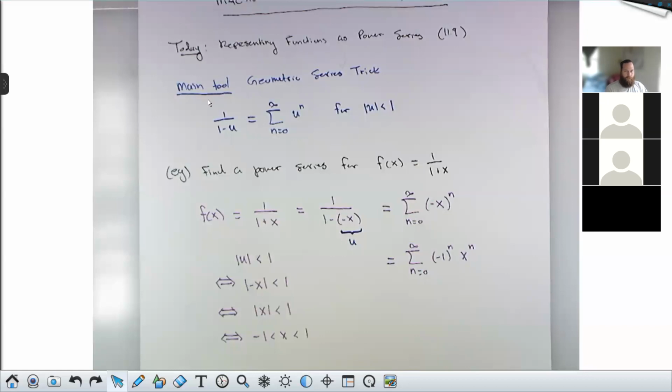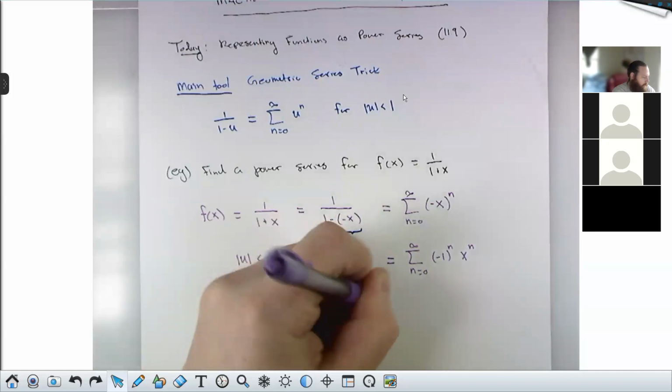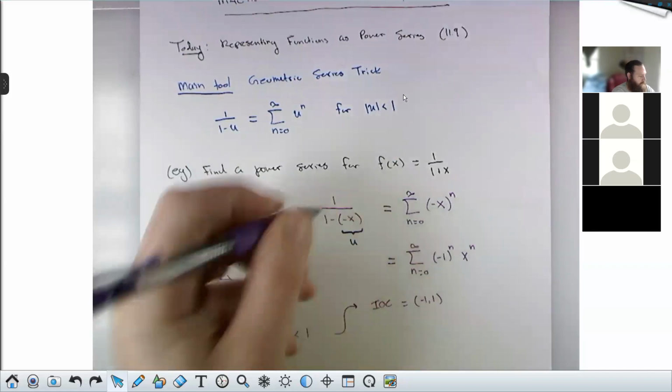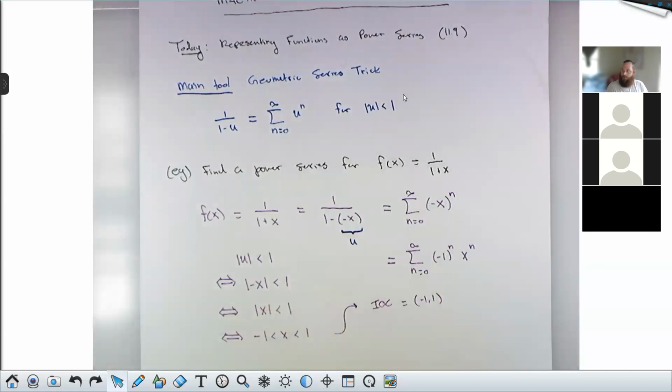Because remember, this is the whole story. There is no question of whether or not this series converges or diverges when u is equal to 1. When u is equal to 1, that's a divergent geometric series. You need the absolute value of u to be strictly less than 1. So if you're just using the geometric series trick, if you don't do anything else, then your interval of convergence will always be open. So the IOC for the series is the open interval from -1 to 1. And that's it. That's your answer.